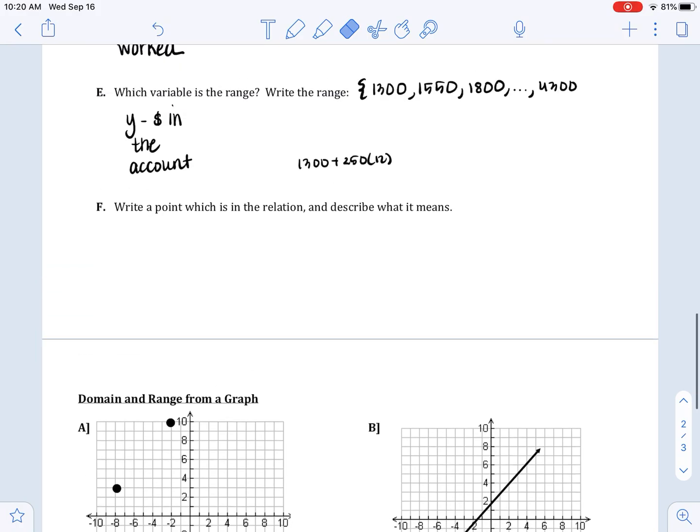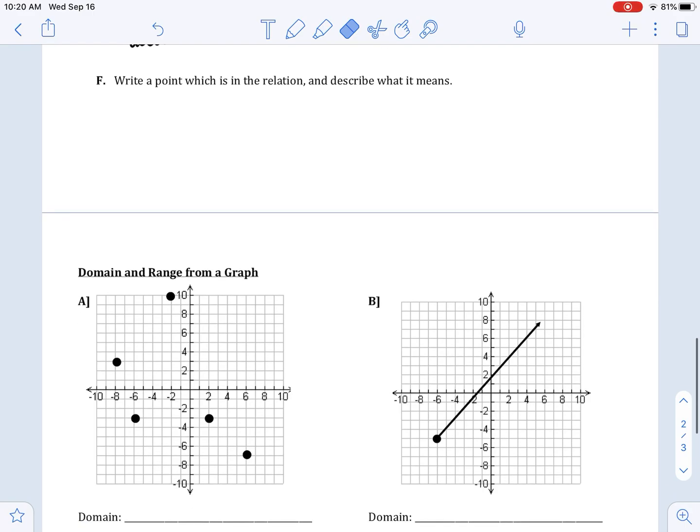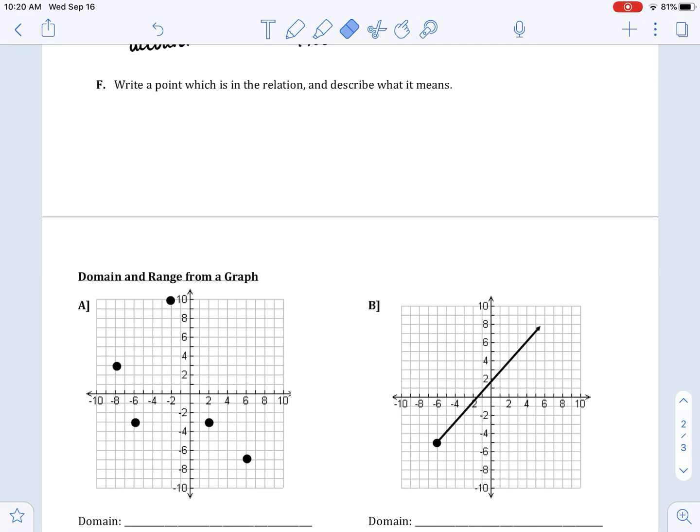All right, write a point. You know what? I should never erase my work. Just leave it there, right? Okay, write a point which is in the relation, and describe what it means. So you can pick any point that you want. I'm just going to pick 0, comma, 1,300.